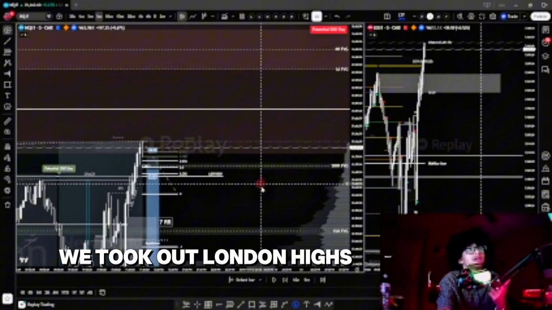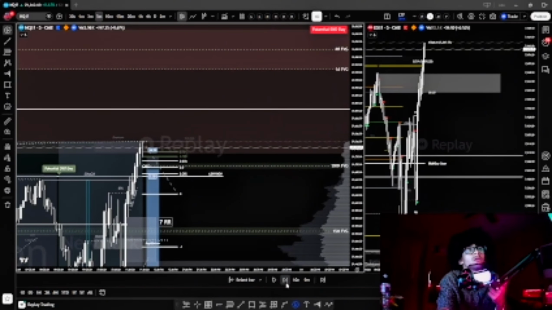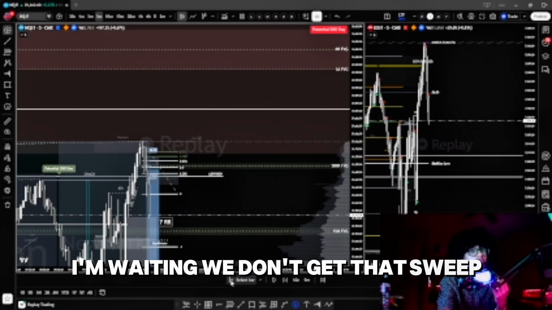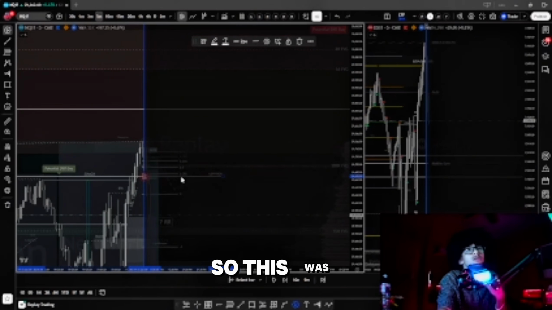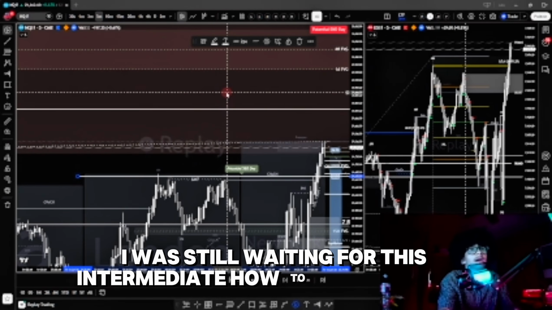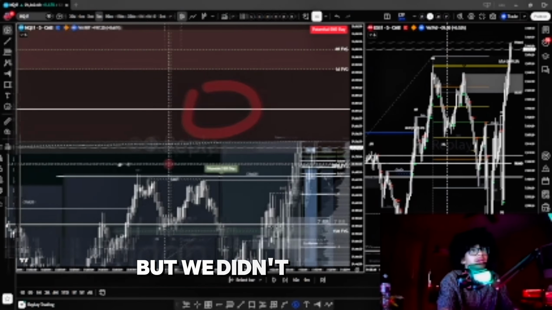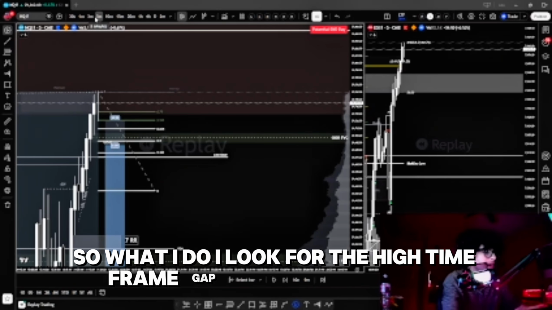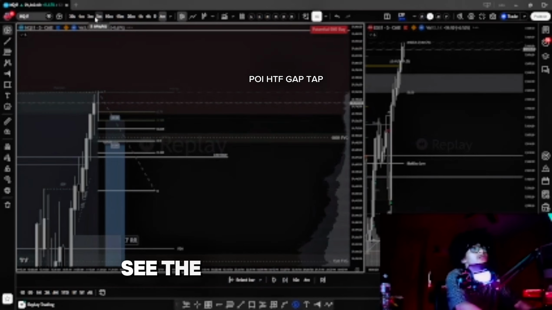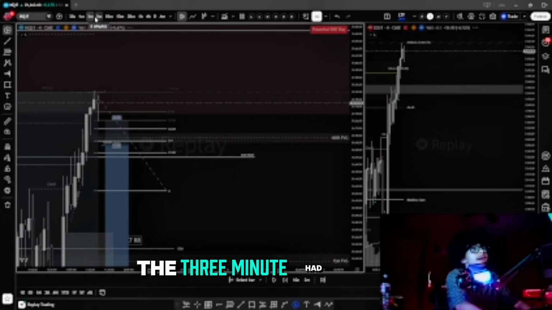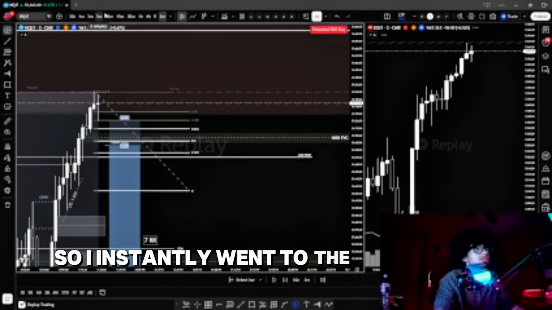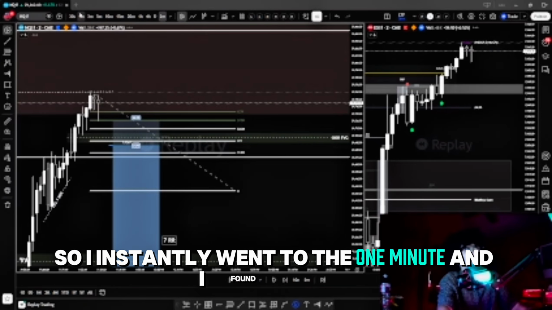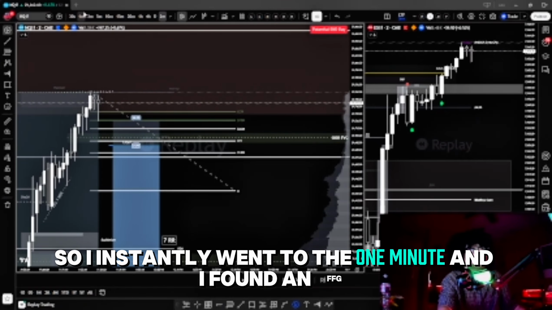We took out London highs. What did we do? When waiting, we don't get that sweep. See, so I was still waiting for this intermediate high to get taken out, but we didn't take it out. So what I do, I look for the high time frame gap after the 5 minutes. See, the 4 minute had no gap, the 3 minute had no gap, so I instantly went to the 1 minute and I found an FVG.